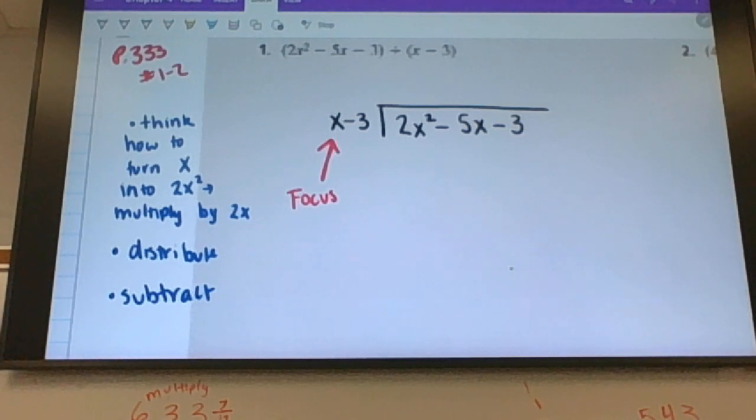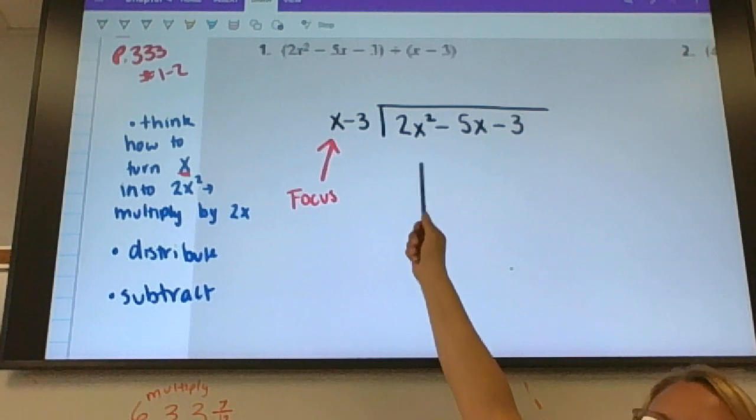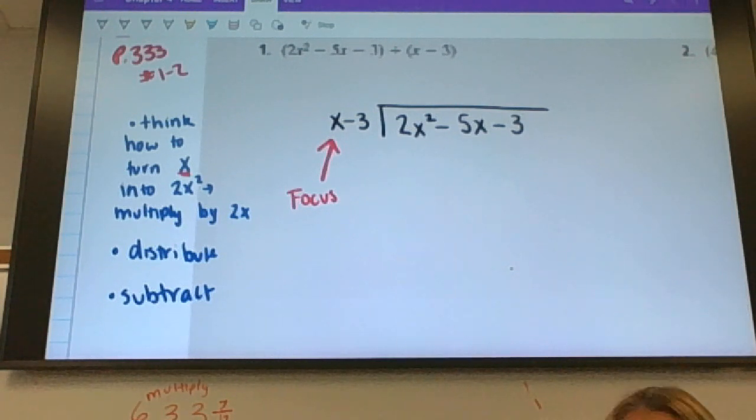It'd be 2x. So you're thinking, how do I take this x and make it look just like this? Because my goal is for them to cancel. So I need that exact number. Well, x times 2x is 2x squared. So up top, I'm going to write 2x. Because you have to think, how do I make this look exactly like this? Well, x times 2 and one more x.